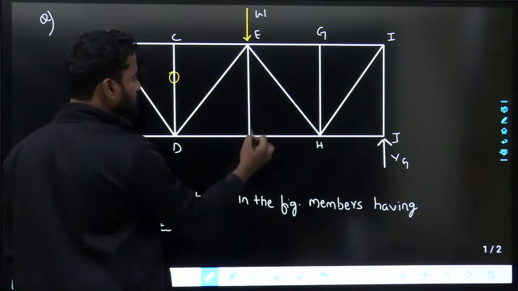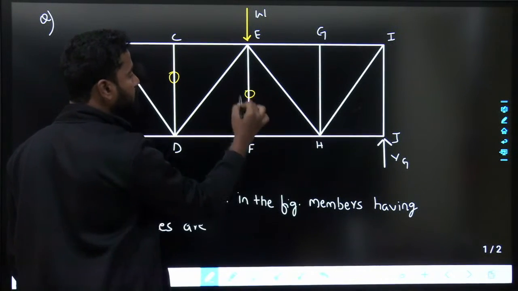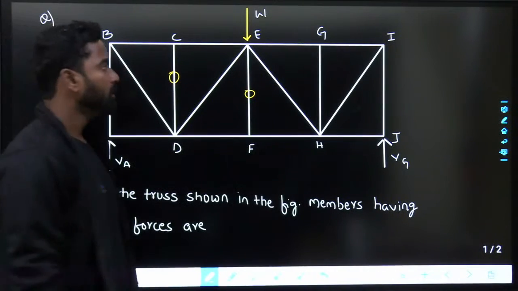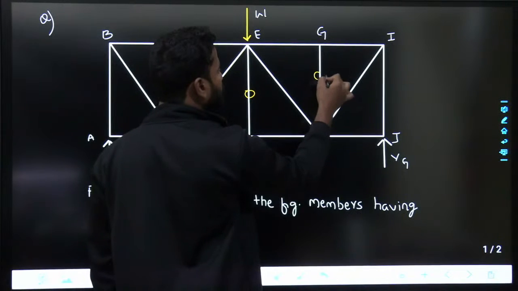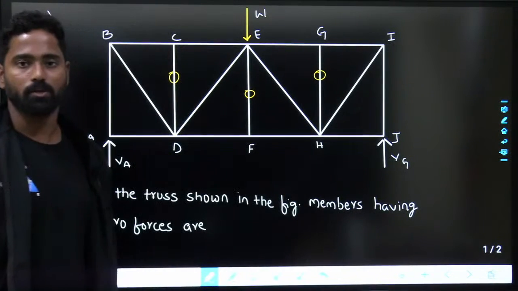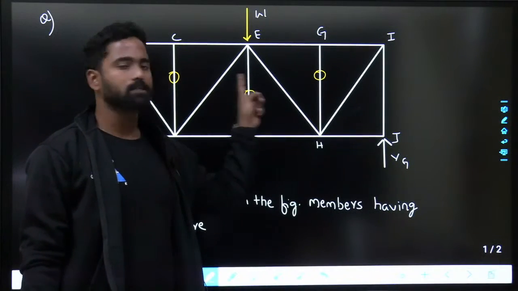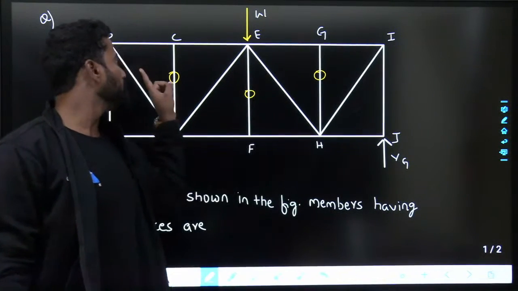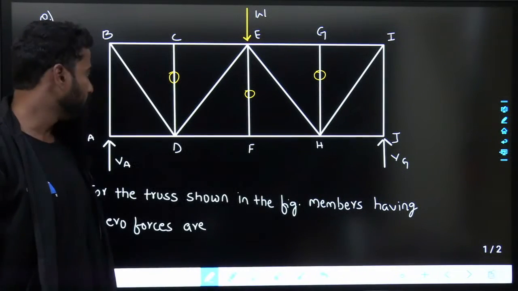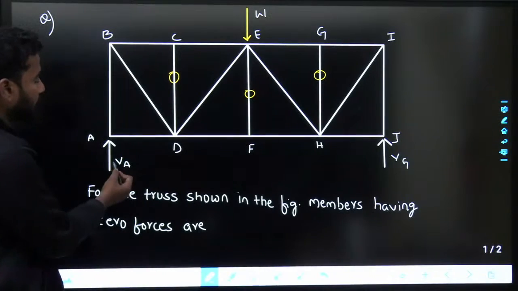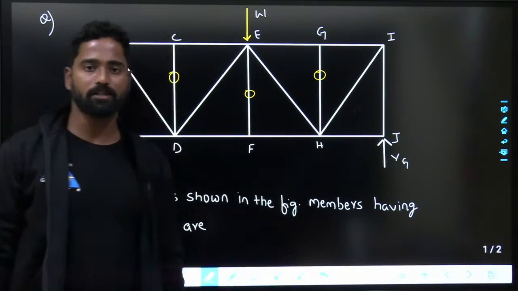Similarly, if you see three members are meeting at a joint out of which two are collinear, then force in the third member is 0. Similarly, here also, force in the third member is 0. Fine. So by this basic assumption, we can say that forces in these three members are 0. Next, there is only vertical reaction here. There is no horizontal reaction at these joints.